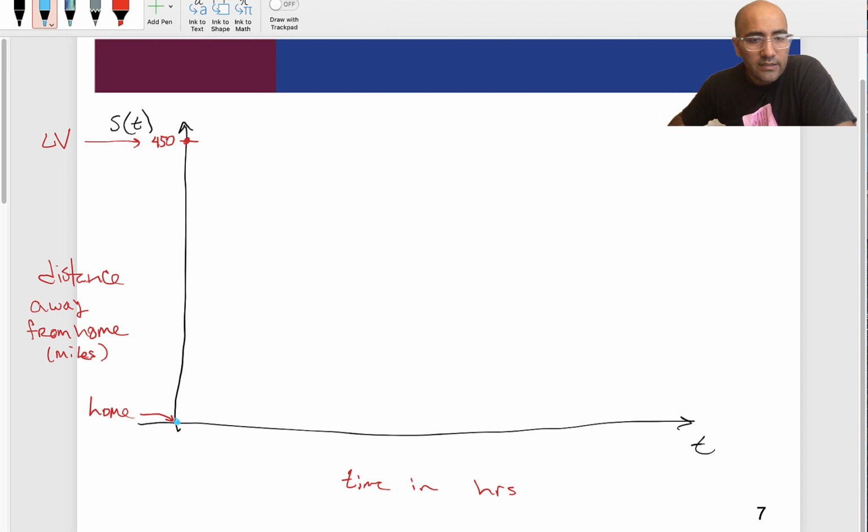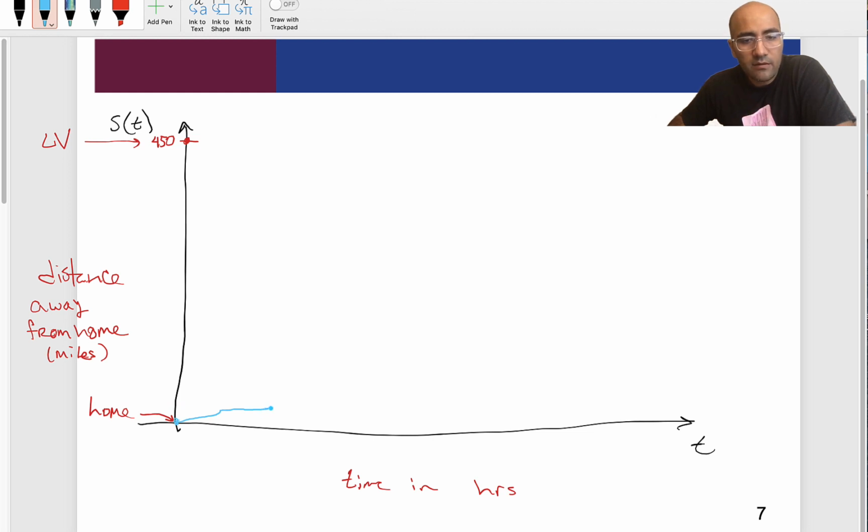Maybe there's likely to be a lot of traffic in the beginning. It's LA, so maybe we don't get very far very quickly. In fact, if it's horizontal, like let's say this little segment here is horizontal, it means that we haven't moved anywhere. We're stopped somewhere. Maybe we stopped for gas or something. I don't know, but we're not moving anywhere. Now it moves horizontally this way because time keeps ticking away. So for this duration of time, you're the exact same distance away from home.